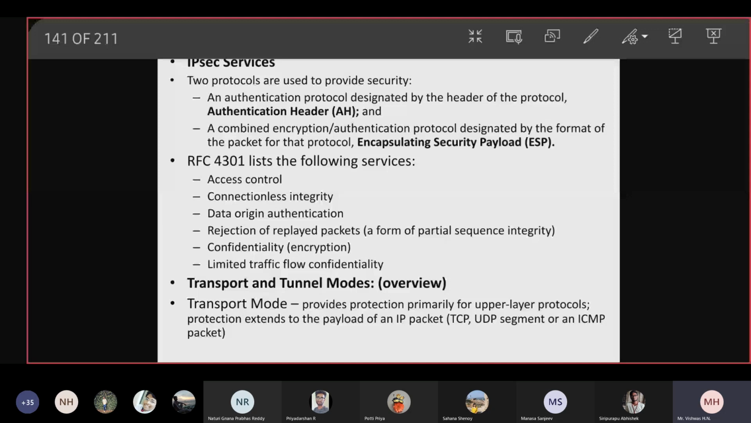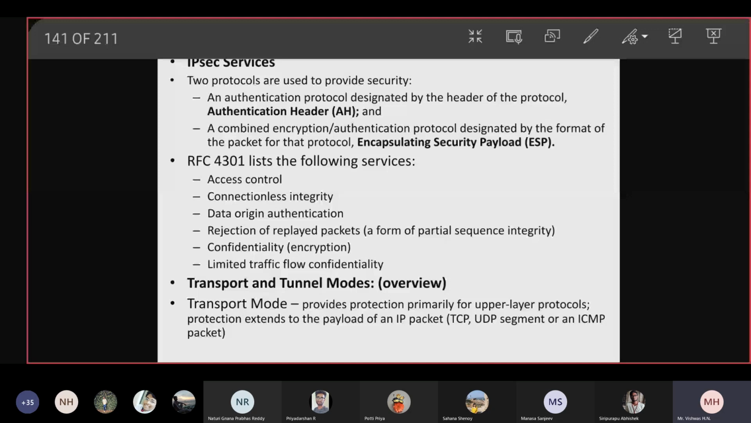After the AH or ESP fields are added to the IP packet, the entire packet plus security fields is treated as the payload of a new outer IP packet with a new outer IP header. Is that clear, students? So nobody will get to know. See, if somebody is searching for your data, that somebody will be searching for a packet with header A. Nobody will get to know that there is a packet with header B, which is carrying that packet with header A. That is what VPN is, and that we call a tunnel. Is that clear?